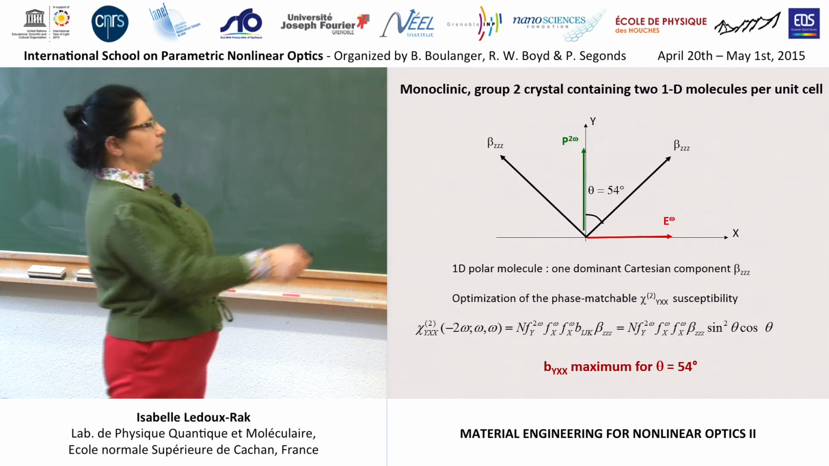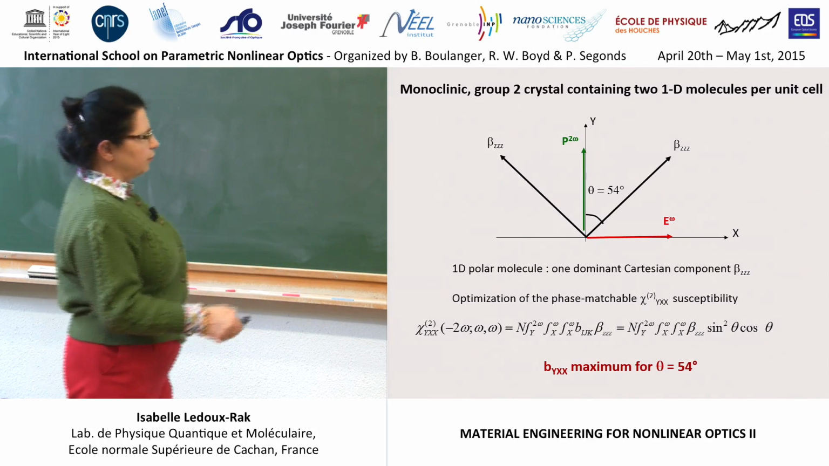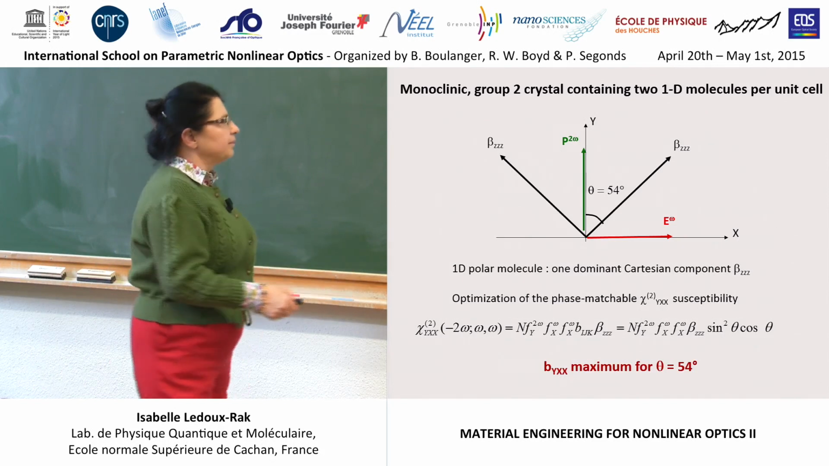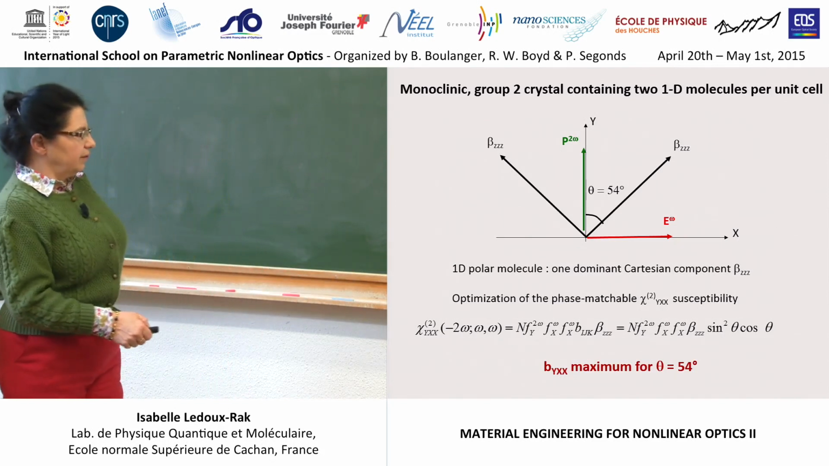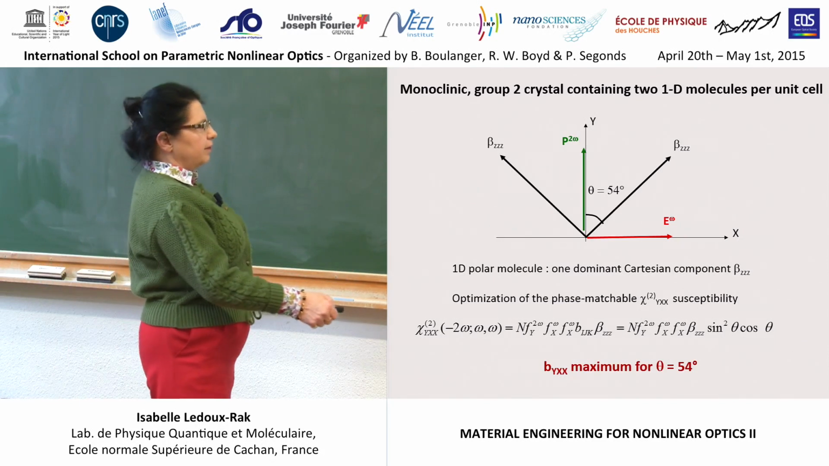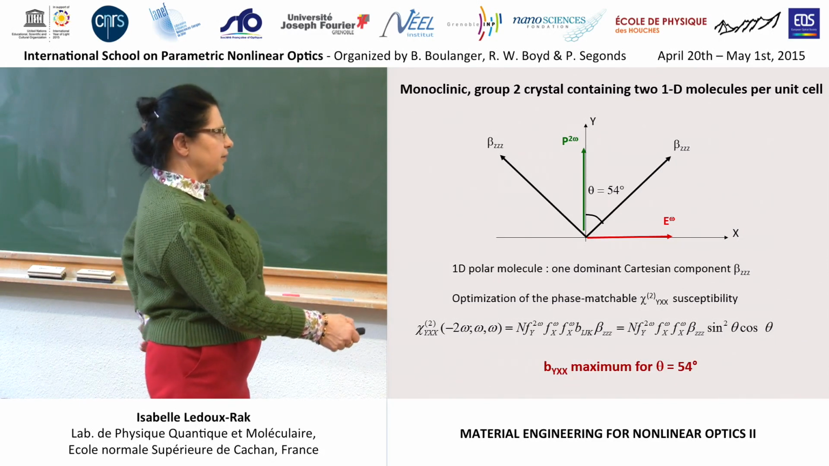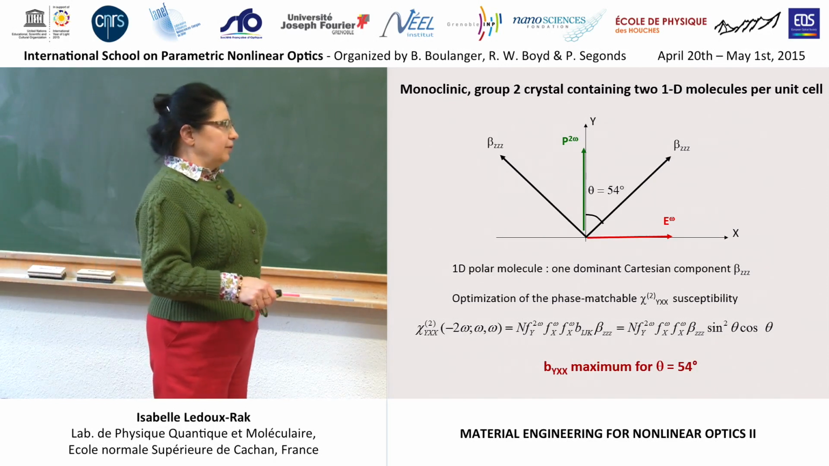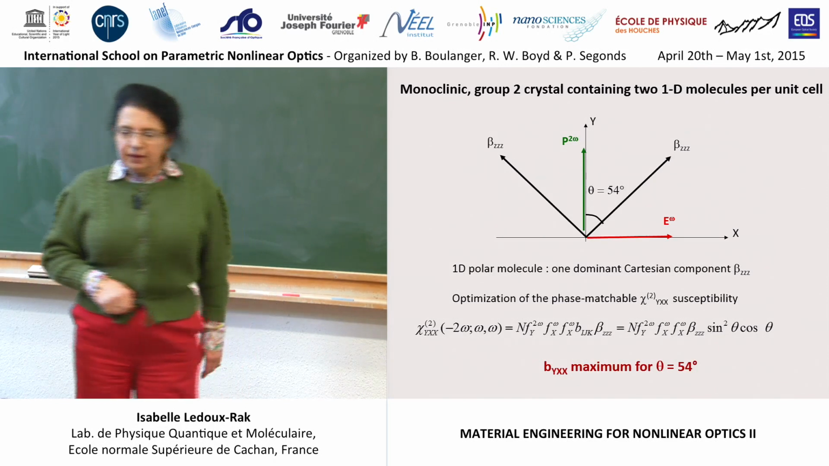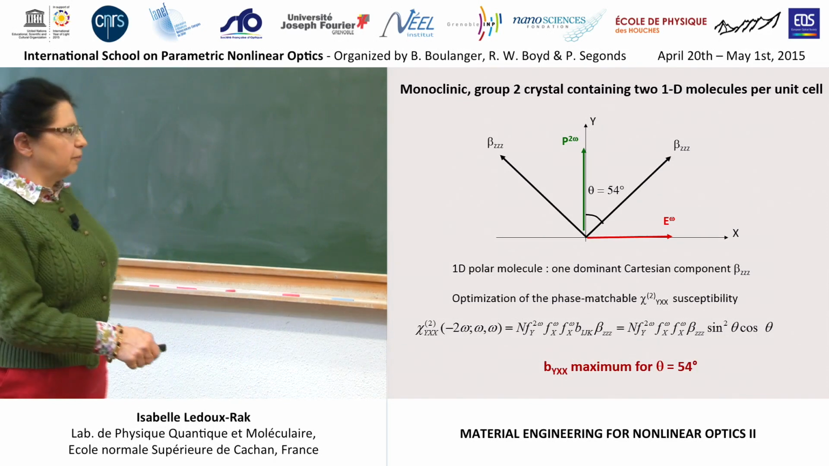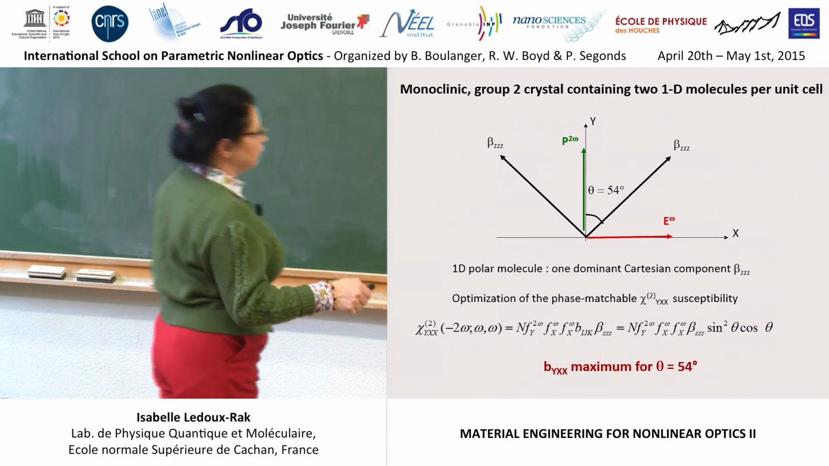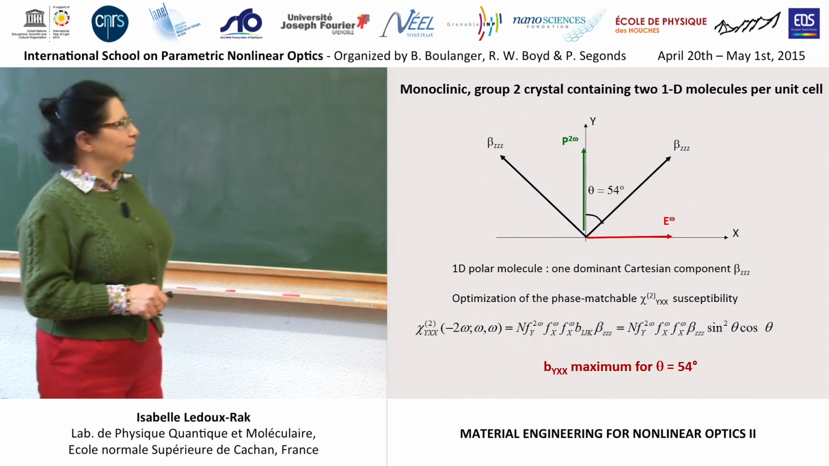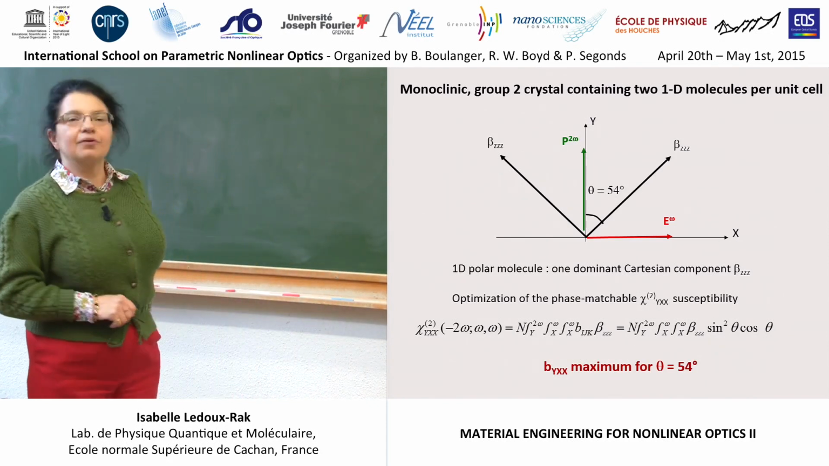And the harmonic polarization projects on beta along this angle, cosine theta. And then you have this factor. The B factor is sine squared theta cosine theta. And we can calculate the maximum of this function. This function is found to be maximum for 54 degrees, a so-called magic angle, which can be found in other physical processes depending on this function.